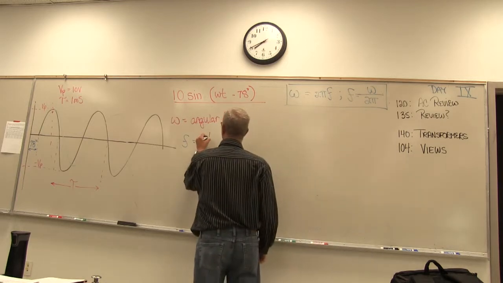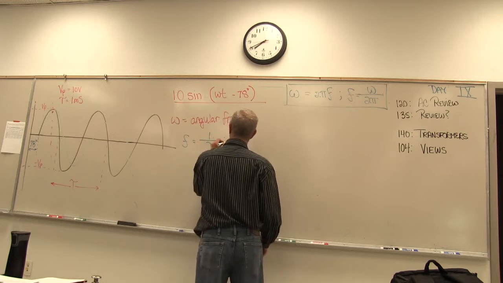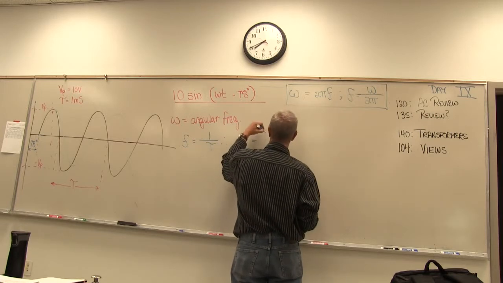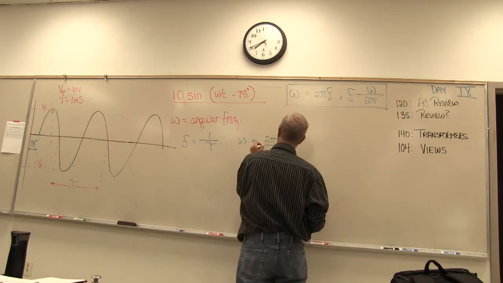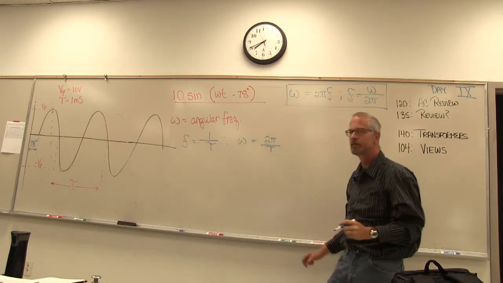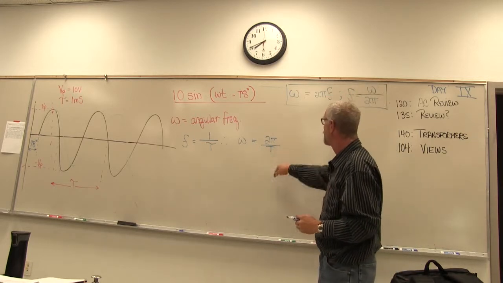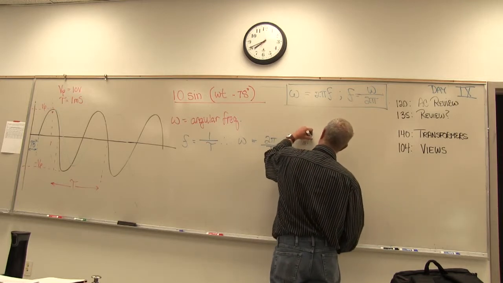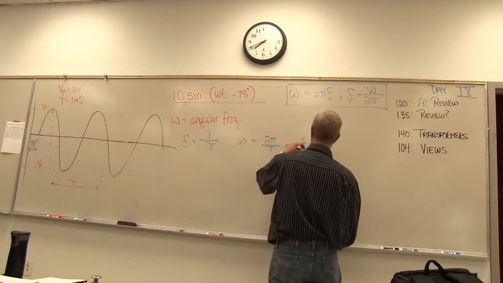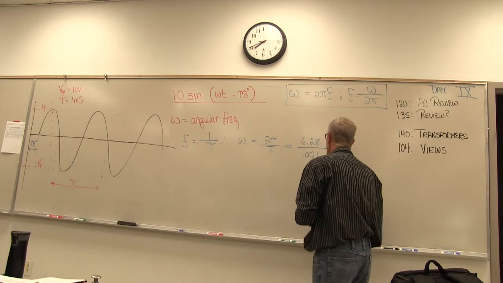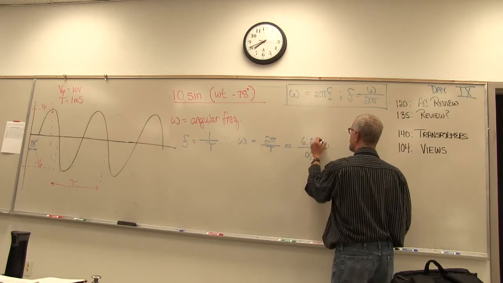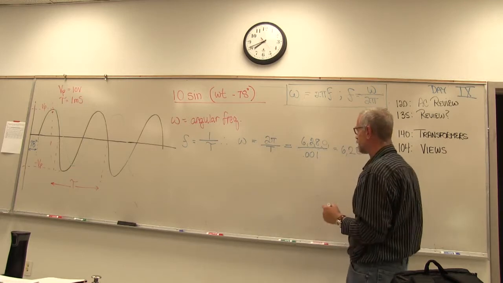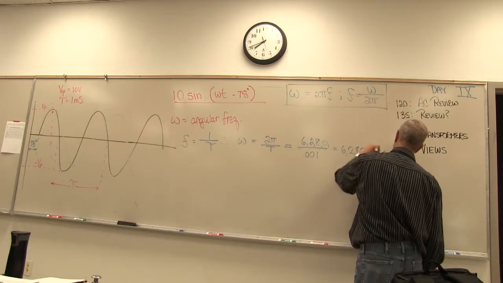F equals 1 over t, which means we can replace F with 1 over t and say that omega is equal to 2 pi divided by t. 2 pi times 1 over t gives me 2 pi over t, which would therefore be equal to 6.28 divided by 1 millisecond, 0.001. So we move the decimal point 3 places, and we come up with 6,280 radians per second.